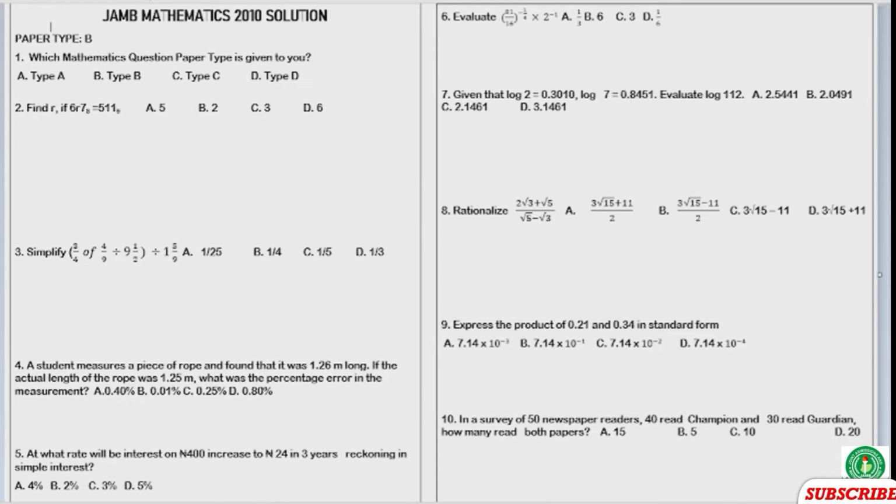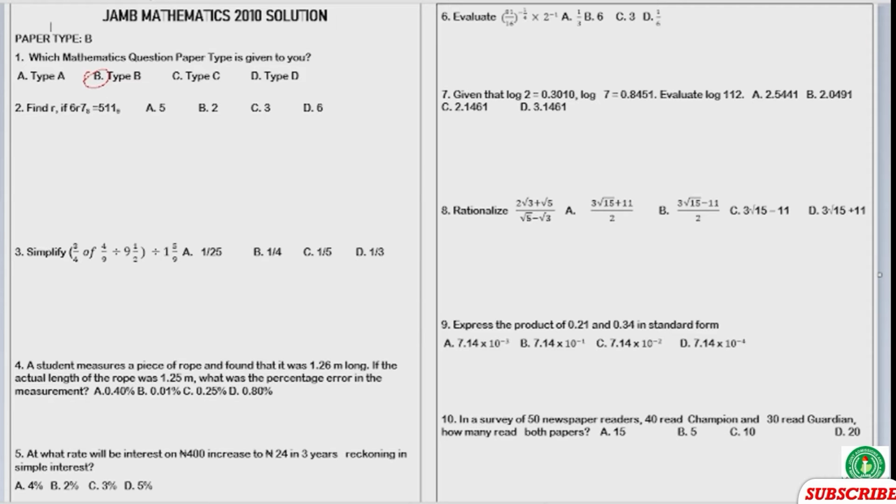Today we are going to be considering JAMB Mathematics 2010 solution, and the paper given to us here is paper B. The first question asks which mathematics question paper type is given to you. As you can see here, this is paper B, so let's pick option B. The answer here is B. That should be a bonus mark for you.